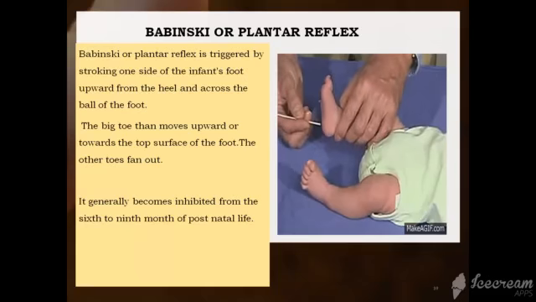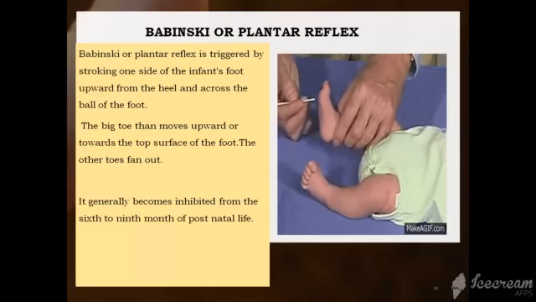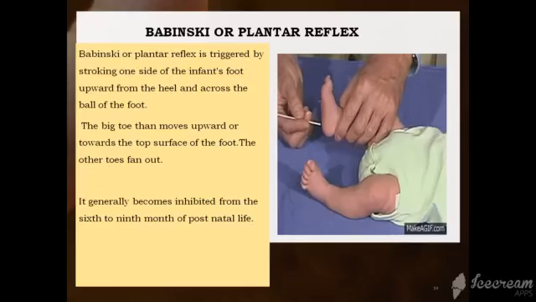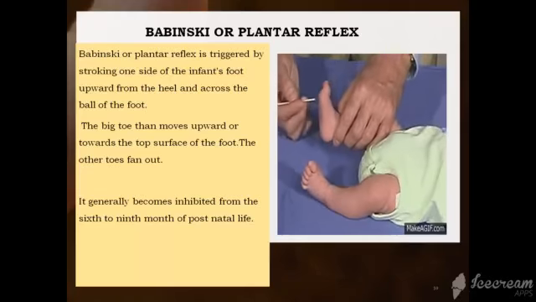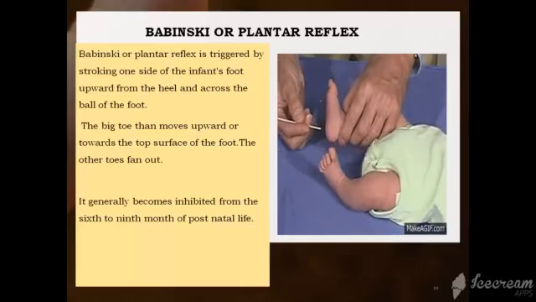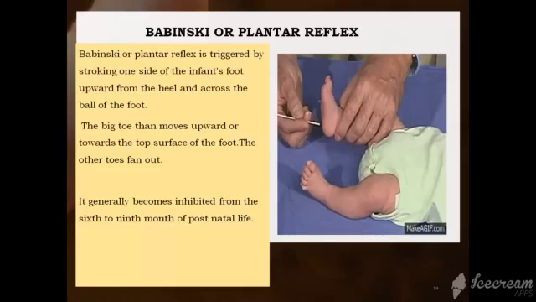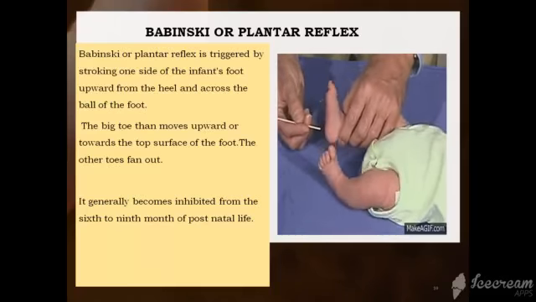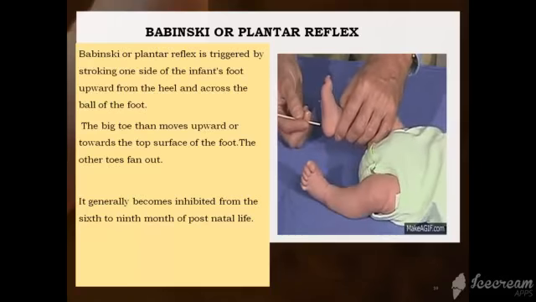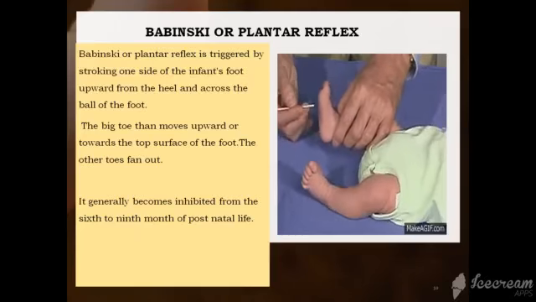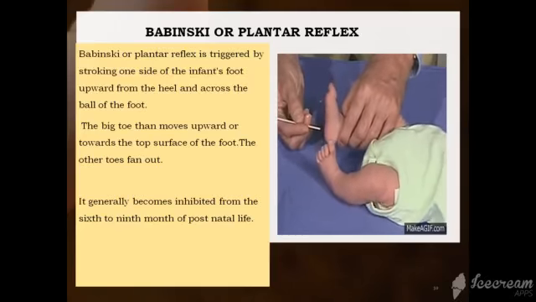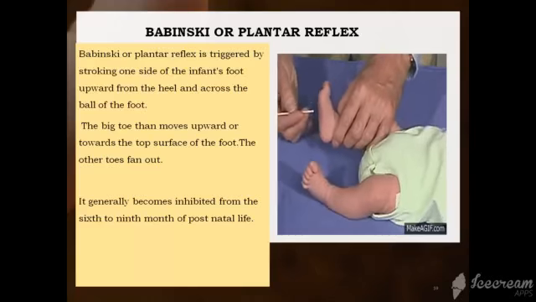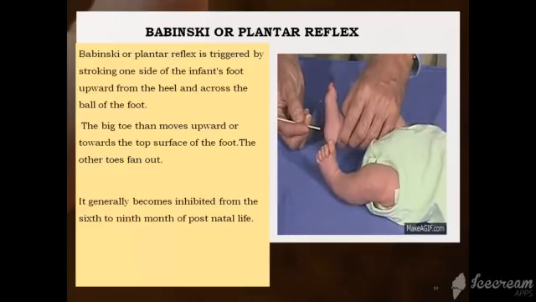The next important reflex is the Babinski or plantar reflex. This Babinski or plantar reflex is triggered by stroking one side of the infant's foot upward from the heel and across the ball of the foot. As you can see in this diagram, the examiner stimulates the lateral border of the foot of the baby. Then the response is that the big toe moves upward, towards the top surface of the foot. The other toes fan out. It generally becomes inhibited from 6 to 9 months of postnatal life.